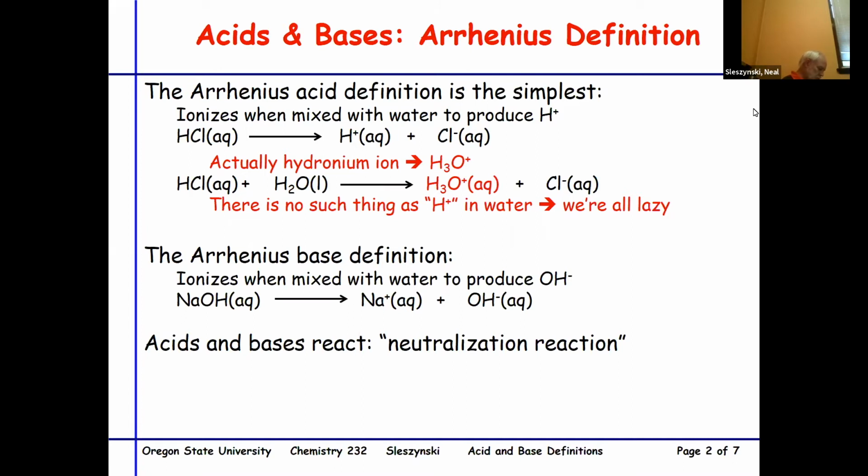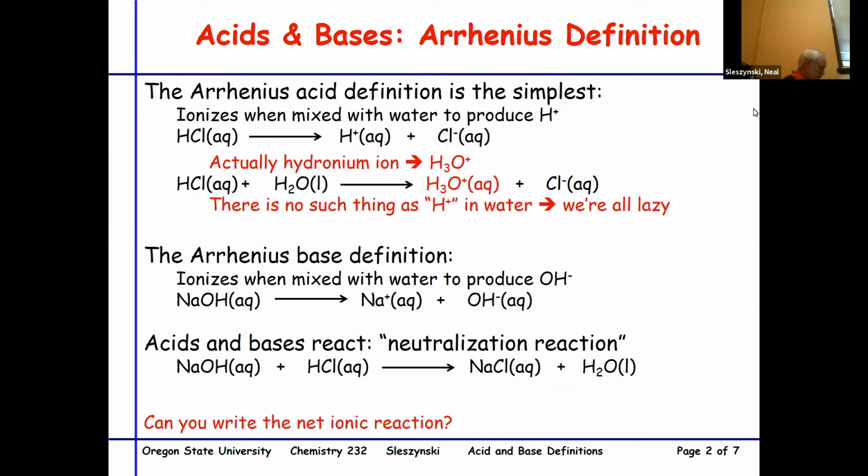Acids and bases react in neutralization reactions. So if I take a solution of sodium hydroxide and react that with a solution of hydrochloric acid, I will get sodium chloride, a salt, plus water as the result of that reaction. Looping back around on previous topics, I challenge you to write that last acid-base reaction as a net ionic reaction.